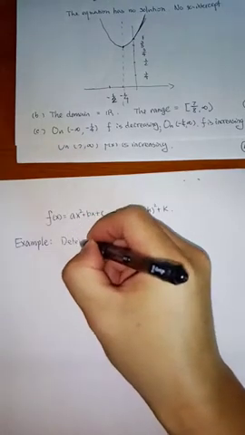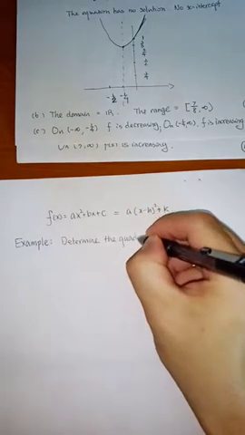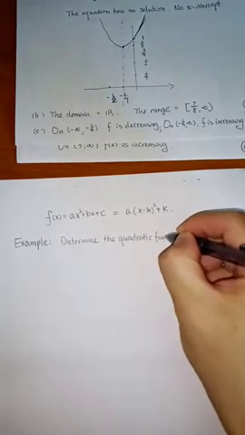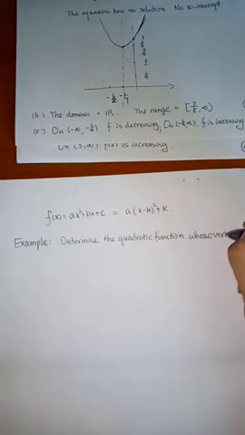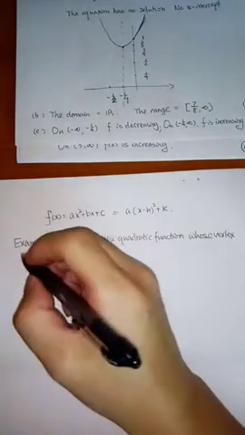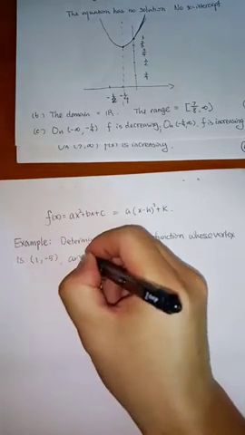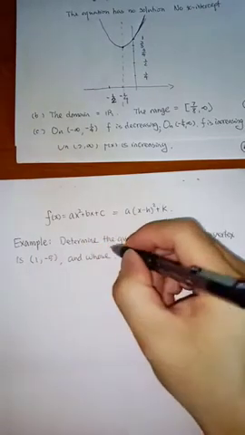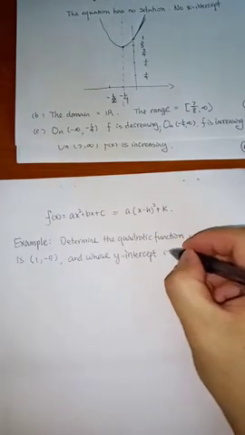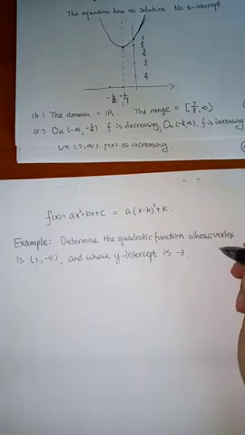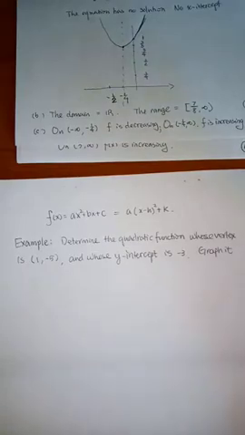Determine the quadratic function whose vertex is (1, -5), and whose y-intercept is -3. Okay, and graph it.